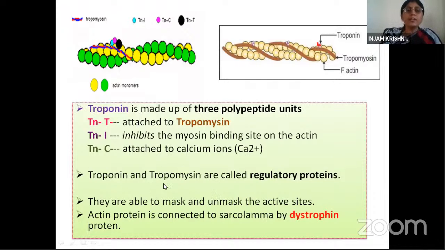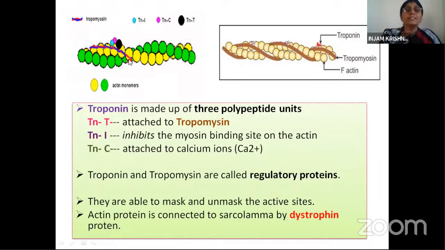So troponin and tropomyosin are called regulatory proteins. Regulatory proteins. What does it mean? Regulation means control. So whom they control? They control the mechanism of the muscle contraction. Yes, it has so much important role. Regulatory proteins, troponin and tropomyosin.